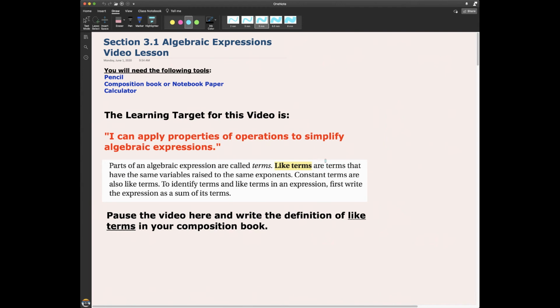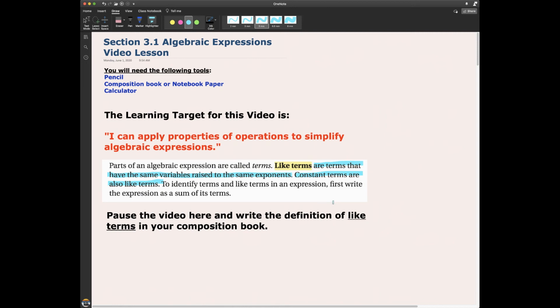So the first vocabulary word we have, you see highlighted in yellow, is like terms. And what are like terms? I will highlight what you need to write down. Like terms are terms that have the same variables raised to the same exponents. Constant terms are also like terms. Okay, so that's the definition. I'd like you to pause your video here. This is an Edpuzzle. It'll pause right now. And I'd like you to write that definition in your composition book.